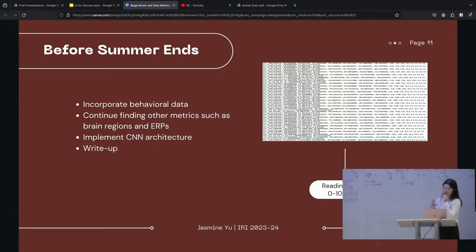And before the summer ends, or at least before the quarter ends, I would like to incorporate the behavioral data, as I mentioned earlier. And I also want to continue finding other metrics, such as brain regions and event-related potentials. And I also will implement CNN architecture and finish doing the write-up.